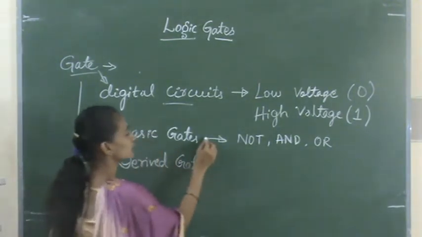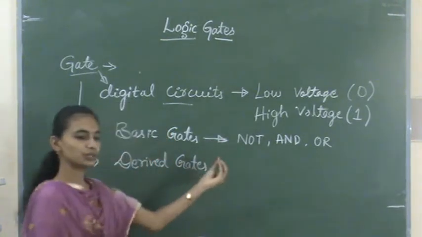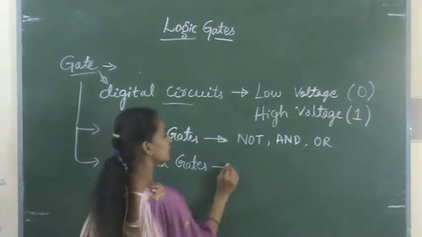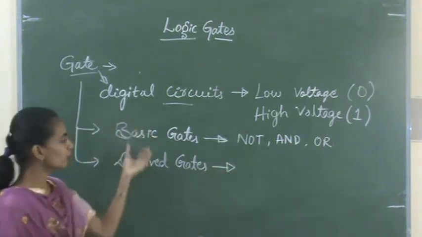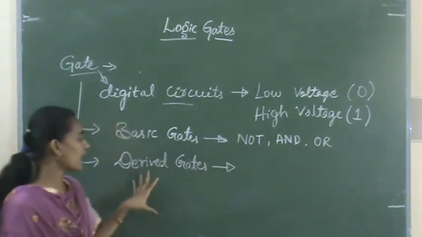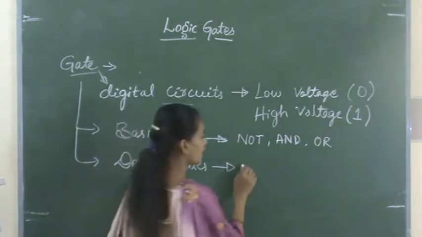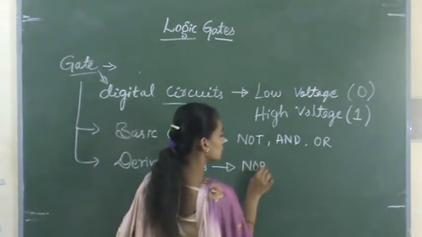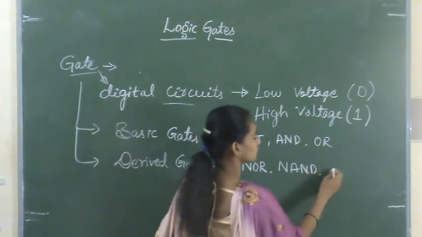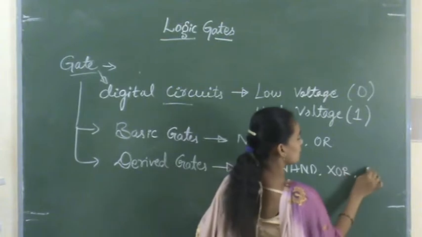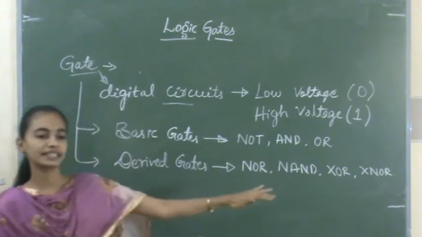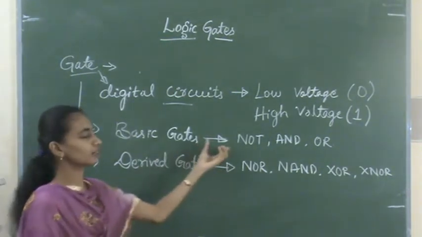Basic gates are the gates which are used to design others. With the help of these basic gates we get the derived gates. So basic gates are NOT, AND and OR, right? Then we have four derived gates, that is NOR, NAND, XOR and XNOR. These are the four derived gates. We will study them one by one.